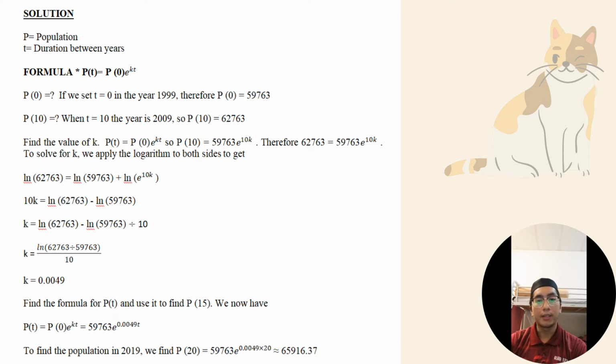Now that we have k, we can proceed to answer the question, which is to find the population in 2019. By using the same formula that I mentioned earlier, we substitute k equal to 0.0049, and the population that we obtain is 65,916.37. This is already rounded off to the nearest hundred.